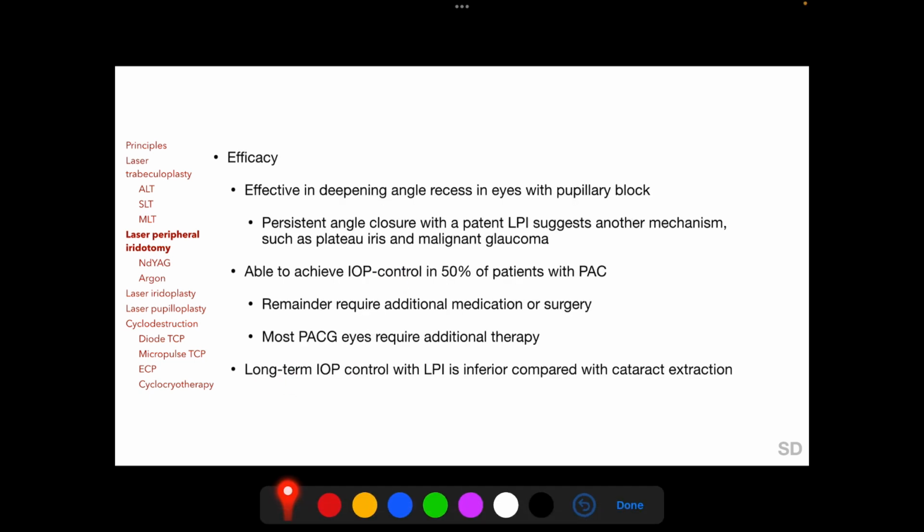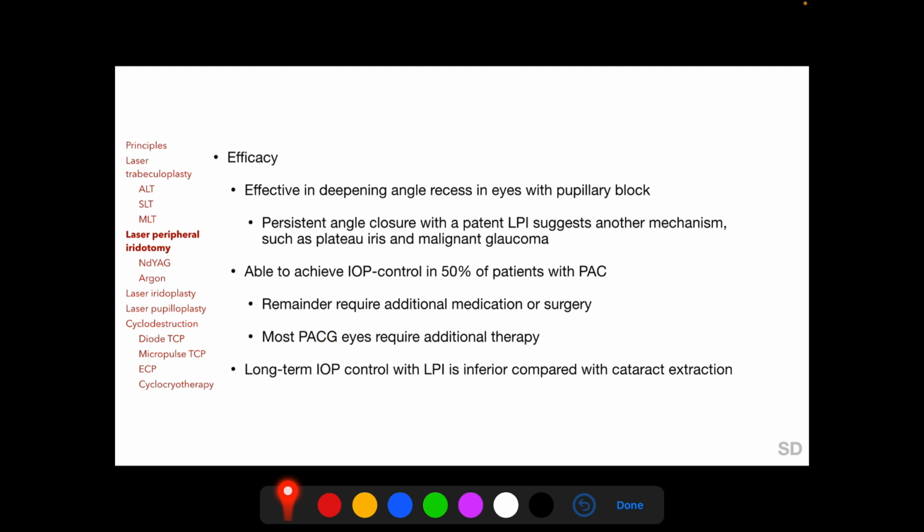LPI is effective in deepening the anterior chamber angle in eyes with pupillary block, and persistent angle closure with a patent LPI suggests another mechanism of angle closure such as plateau iris and malignant glaucoma. LPI is able to achieve IOP control in 50% of patients with primary angle closure, and the remaining patients with primary angle closure require additional medication or surgery. Most PACG eyes, however, require additional therapy.